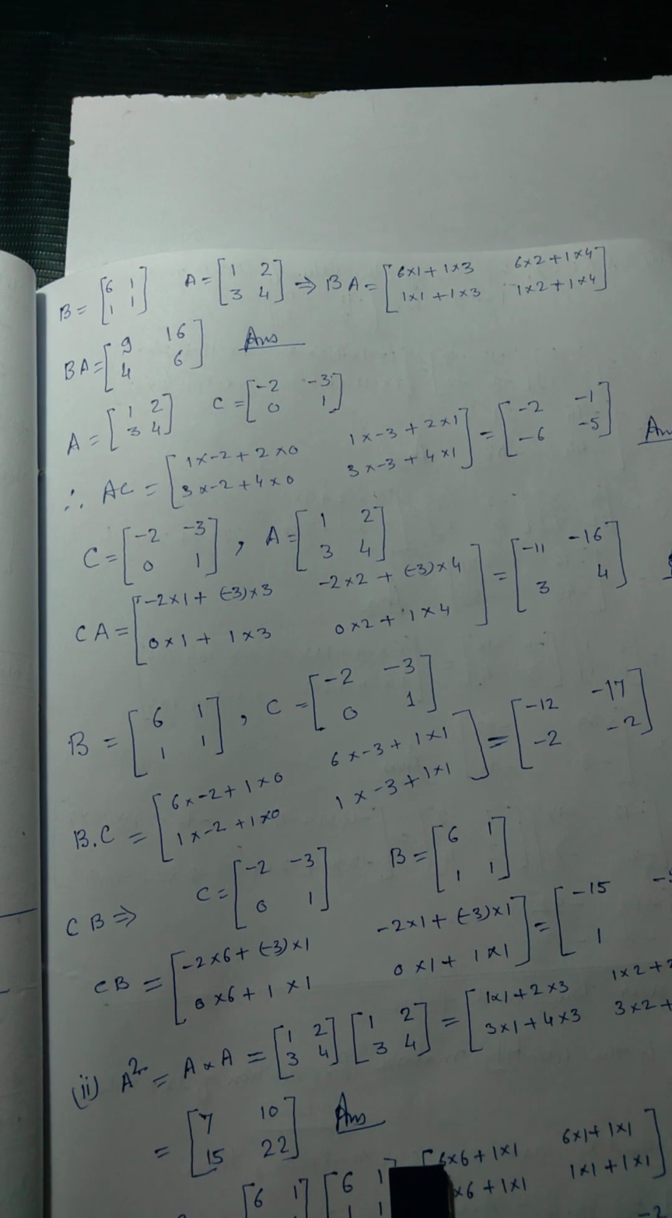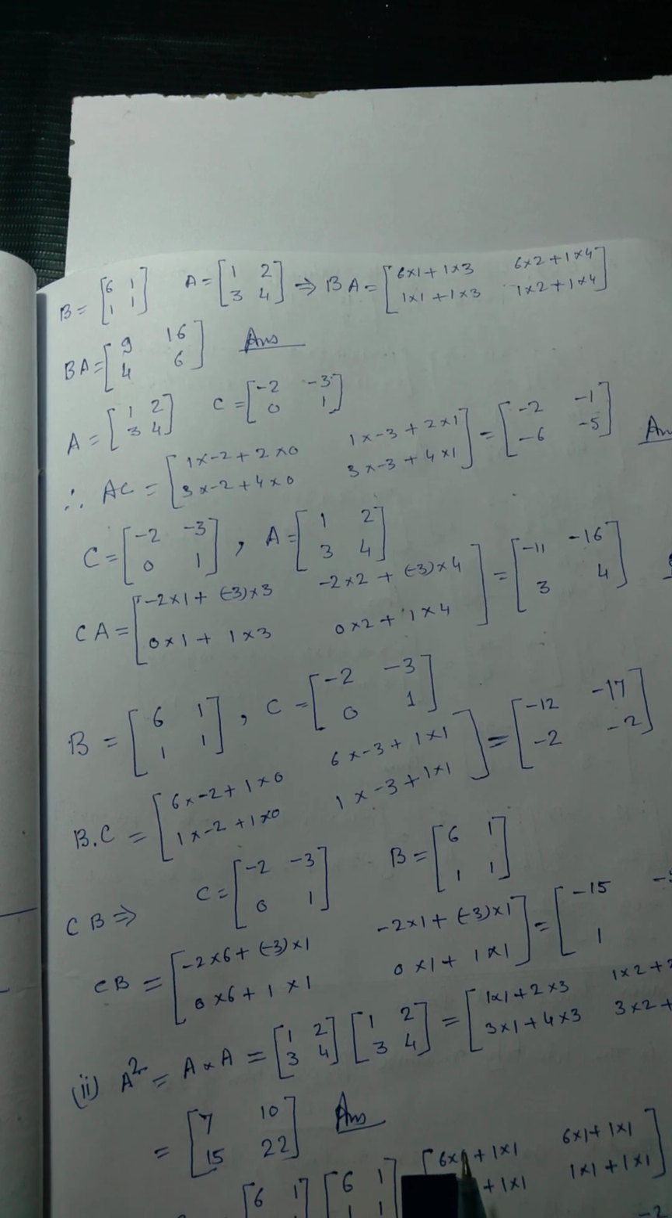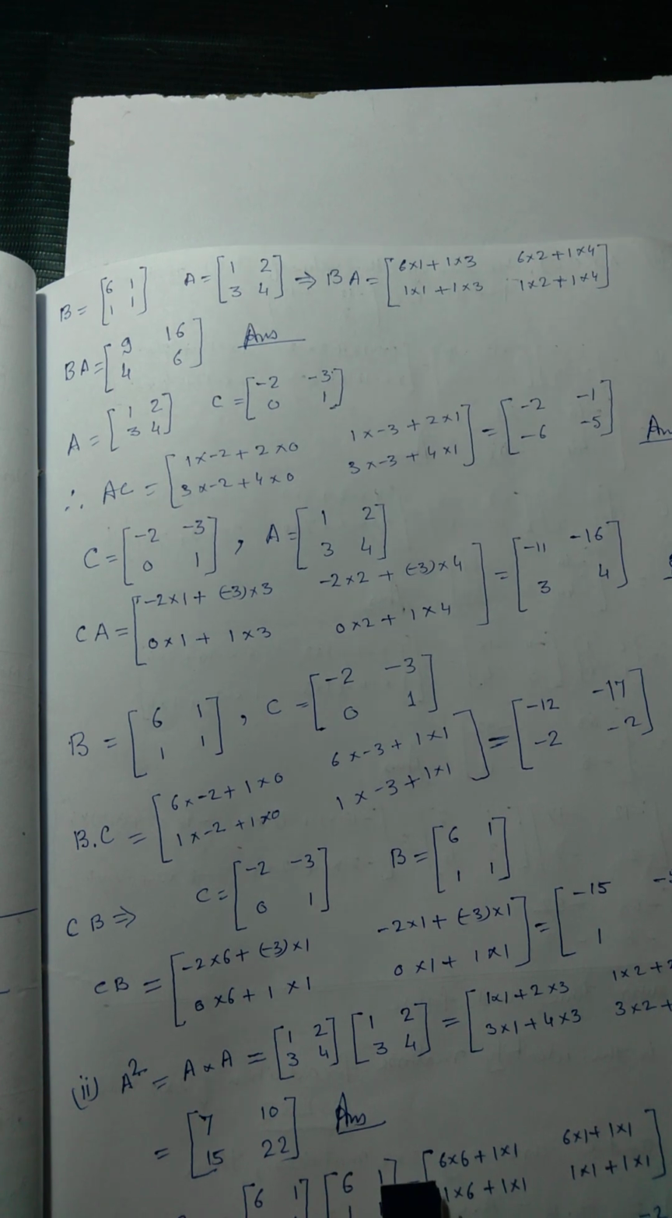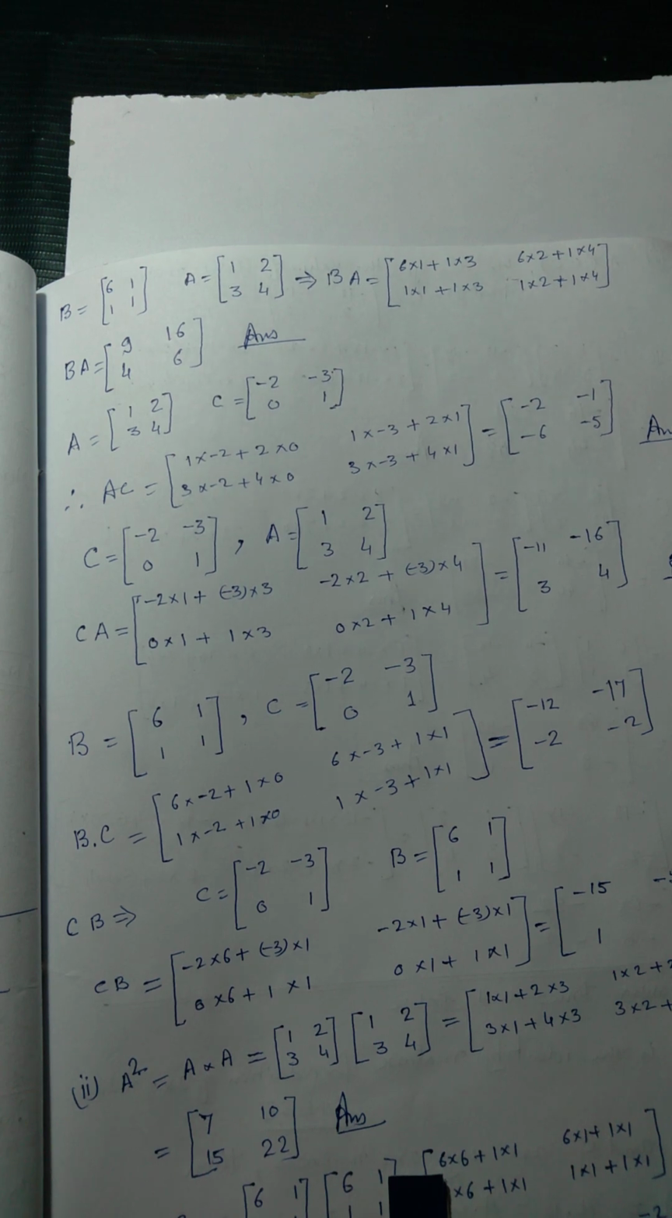Now 1 into 6, you see 1 into 6 plus 1 into 1. Now for the next element, we will take the 1 1. So 1 into 6 plus 1 into 1. After that 1 into 1 plus 1 into 1. Now sum up, you will get 37, 7, 7, 2.